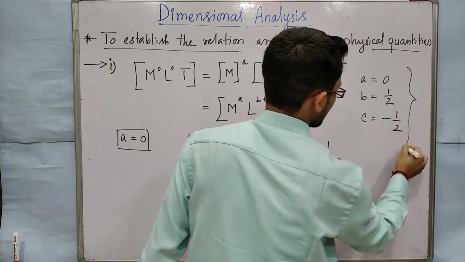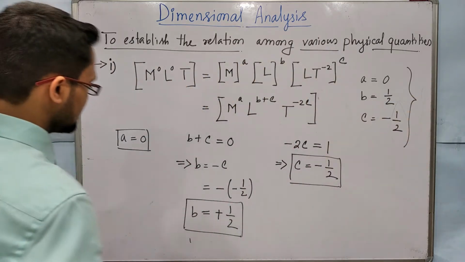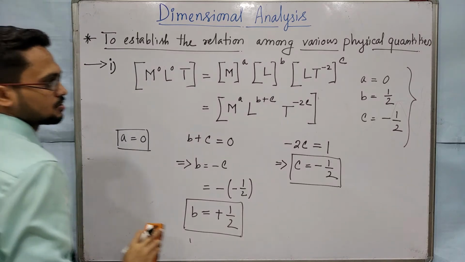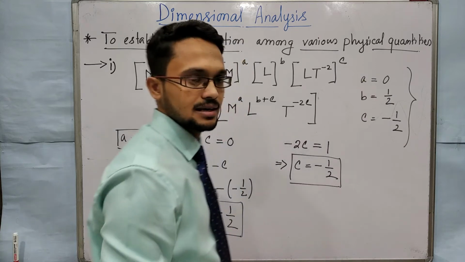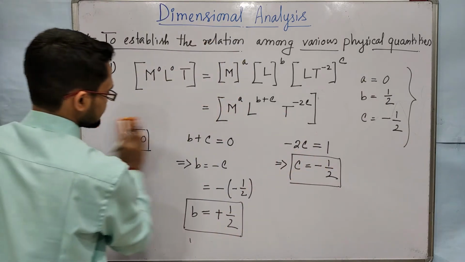I had told you that a, b, c can have any values. Now what is our work? Now we will put these three values a, b, c in that equation. What was that equation?